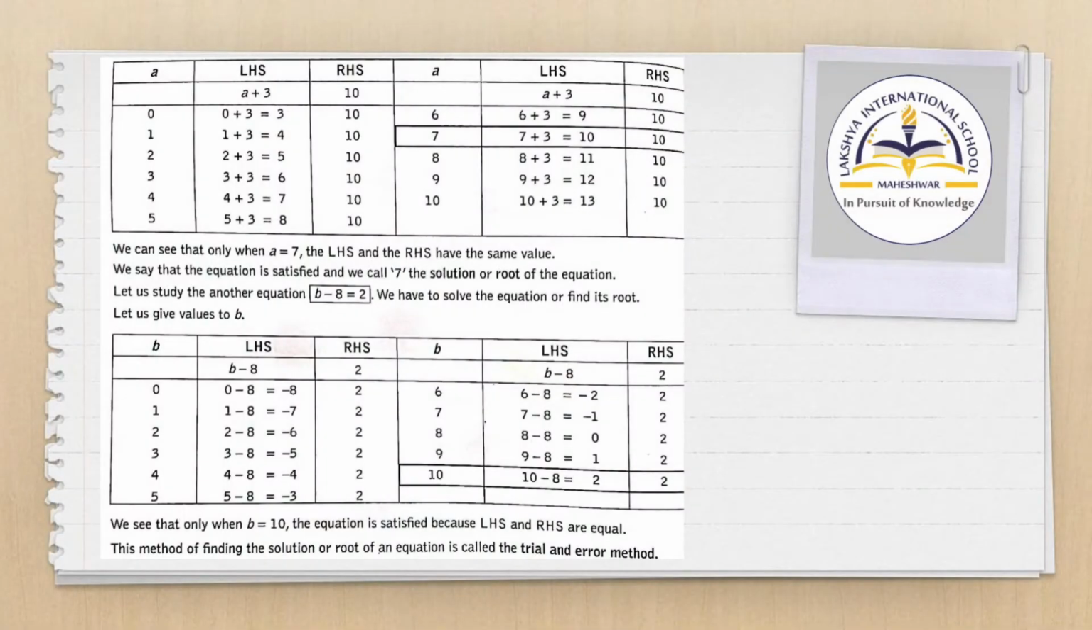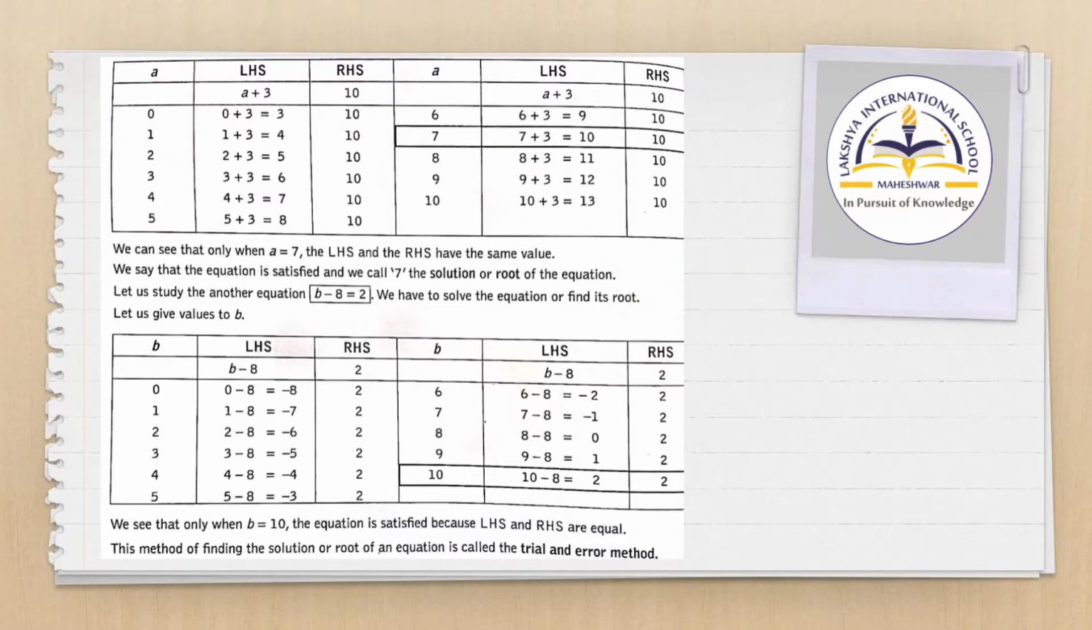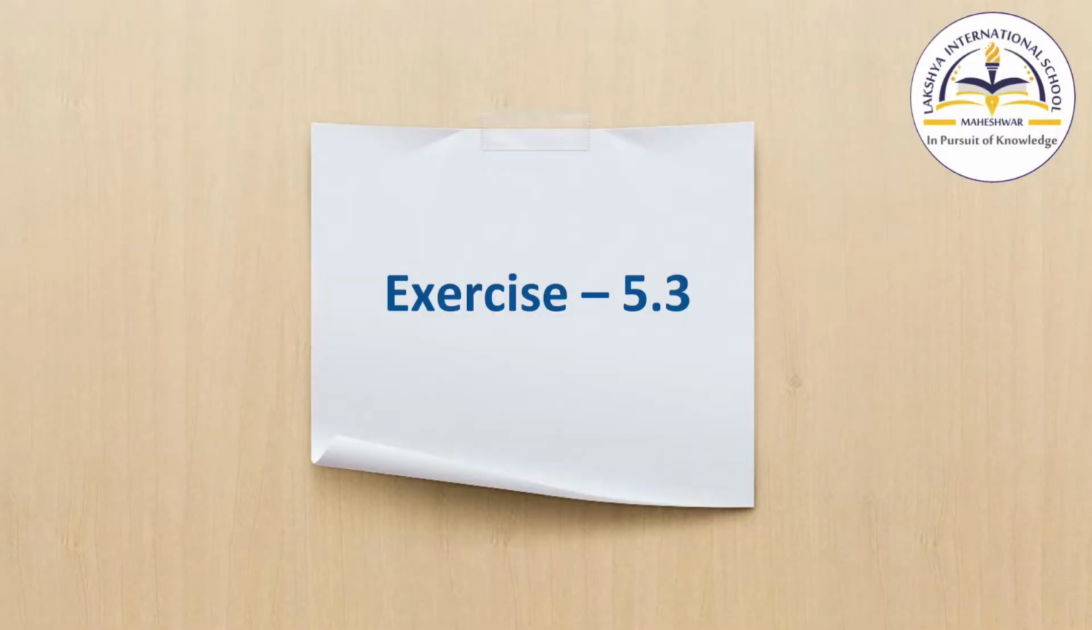Now we will assign a value to a. How can we assign the values? We will see according to these questions. We will see this question in our exercise: the direct method to find the solution of an equation. What are the direct methods to solve an equation? We will see this one also. Now, on the basis of these concepts, we will solve exercise number 5.3.